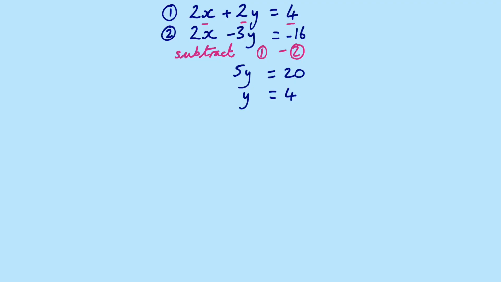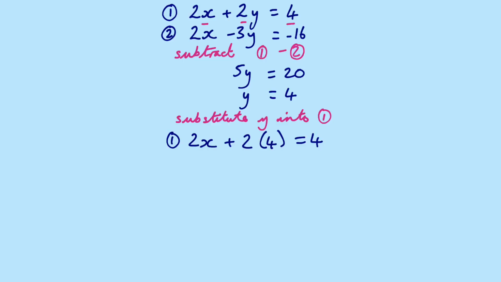Substituting the y value back into either 1 or 2, they're both very similar. I will do 1, and then you get 2x plus 2 times 4 equals 4, so 2x plus 8 equals 4. Then subtract 8 from both sides, which will give me 2x equals minus 4, and then I want to divide both sides by 2, and x equals minus 2.